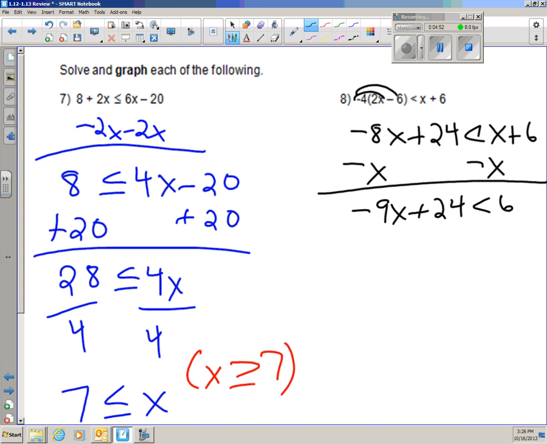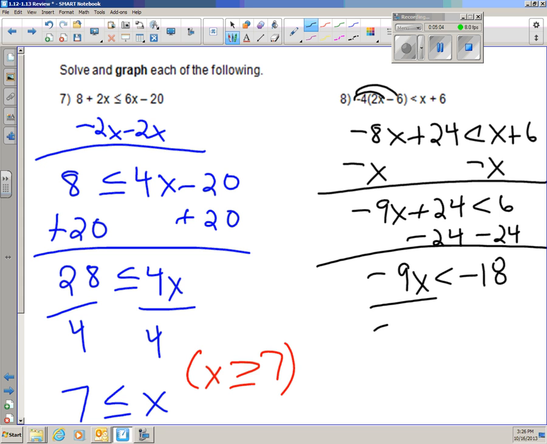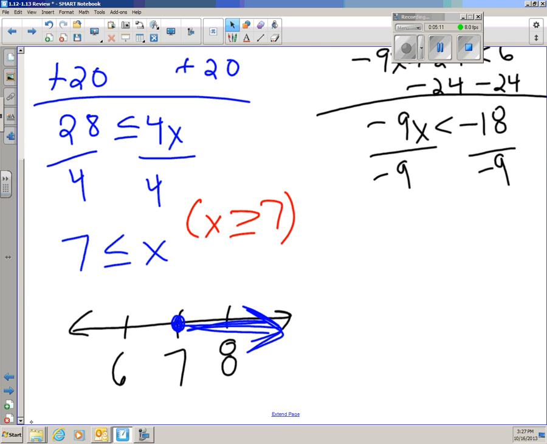If the variables went to the left, without variables have to go right. I'm going to subtract 24 on both sides, and I'm going to get negative 9x is less than negative 18. I'm going to divide both sides by a negative 9. That should be enough to make you slow down and say, wait a second, if I'm dividing by a negative, I have to reverse the inequality symbol. Less than turns into greater than, x is greater than positive 2.